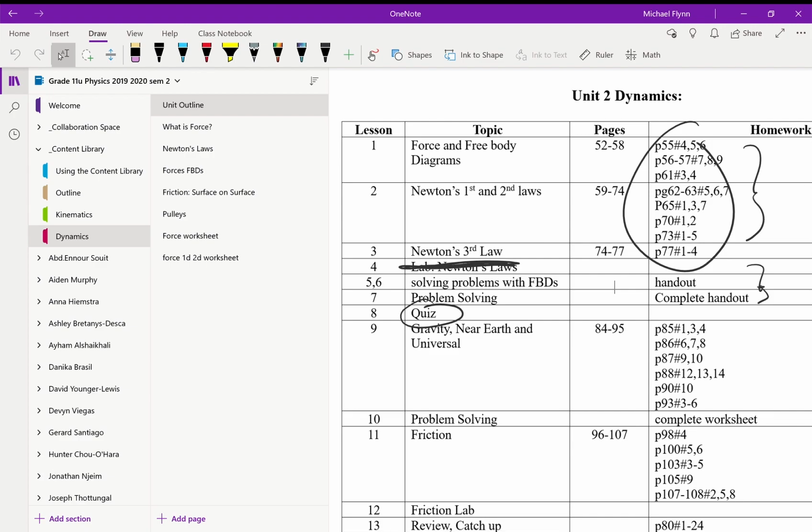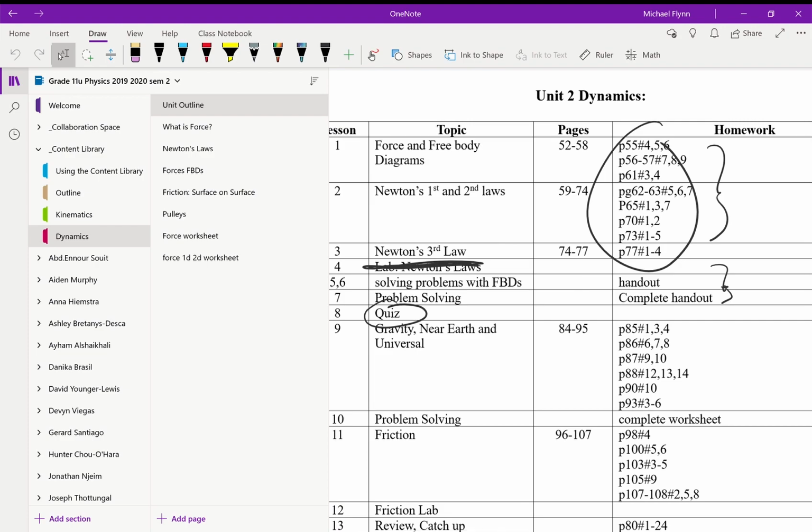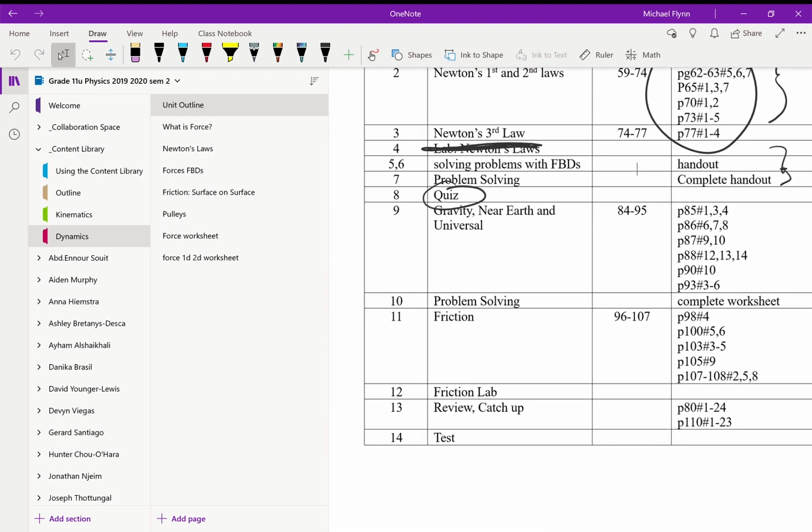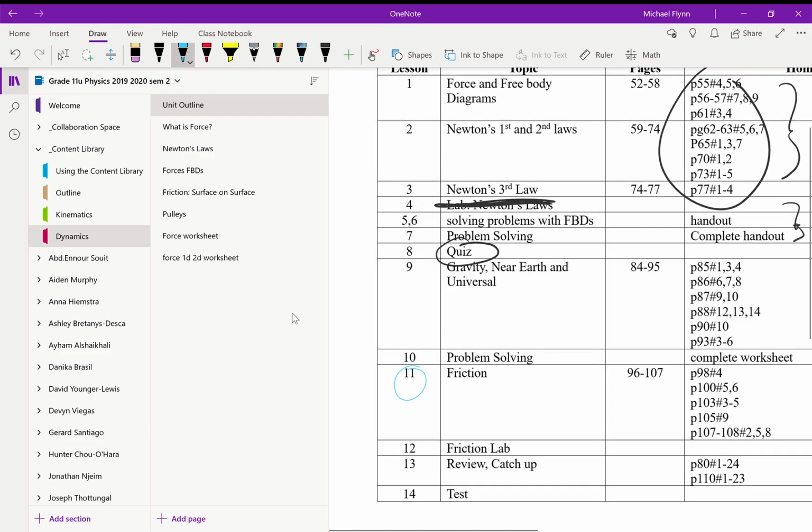Don't forget to do these problems here. I know we've gone out of order. For example, we've done friction. We've done lesson 11 already, and I threw that in here just after Newton's first and second law. Newton's third law, we'll come back to. You could even do these questions. Newton's third law is the action and reaction law, so we'll talk about that in another lesson.